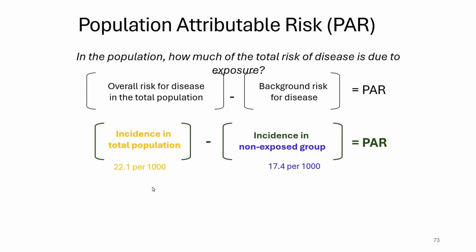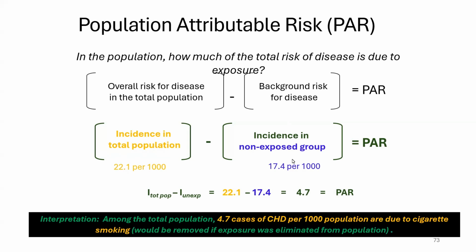So in this case, we calculated or estimated our total population incidence to be 22.1 per 1,000. And in our unexposed group, we calculated it to be 17.4. So our population attributable risk then becomes 4.7, which is the difference between this and this. We could interpret this as among the total population, 4.7 cases of coronary heart disease per 1,000 population are due to smoking, or 4.7 cases of coronary heart disease would be eliminated if smoking as an exposure was eliminated from the total population.